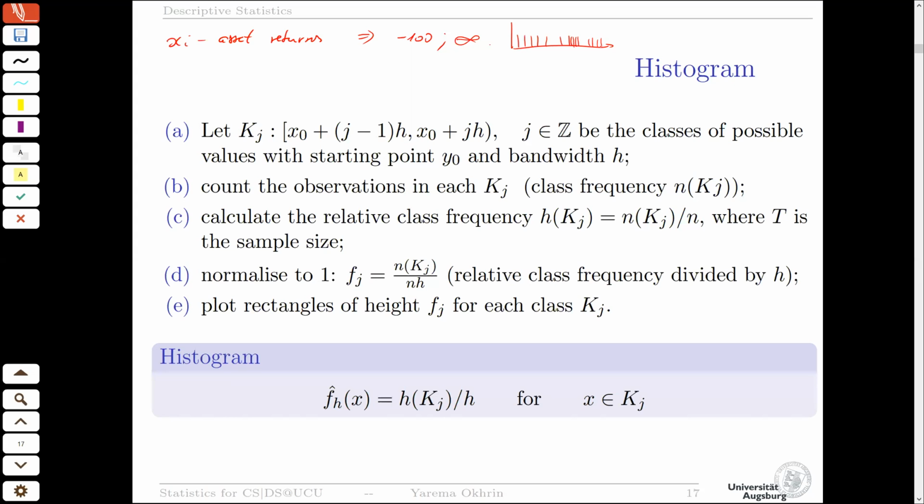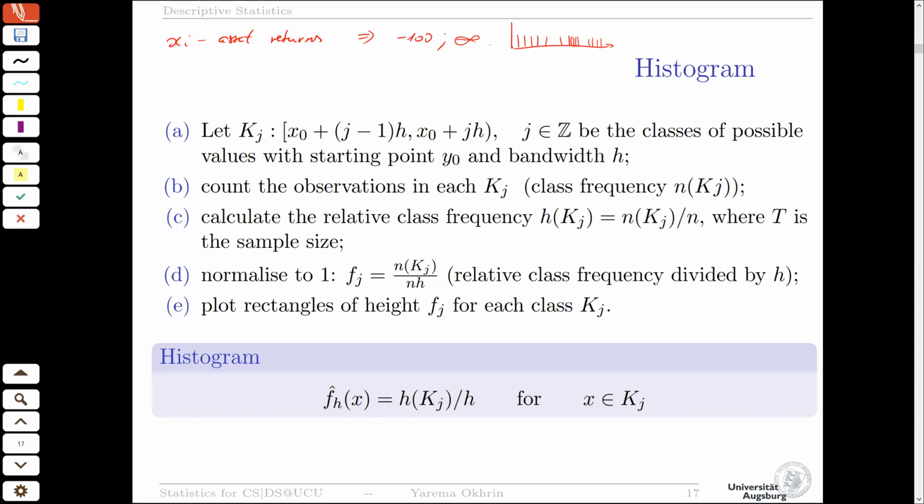And then you build classes around this x0 of length h. So you go to the right with an interval of length h, and you go to the left and to the right with the same length. So this one is of length h, this one is of length h, and so on. What you do is compute their class frequency, n_j. So the frequency of the first class is 1. We have just one observation point, there is 0, and so on.